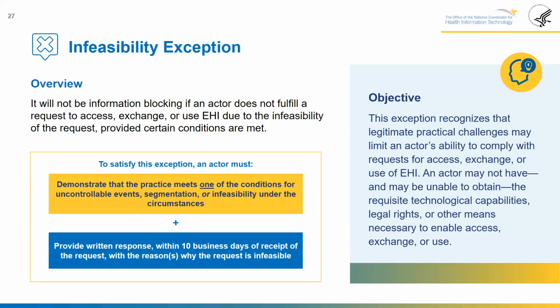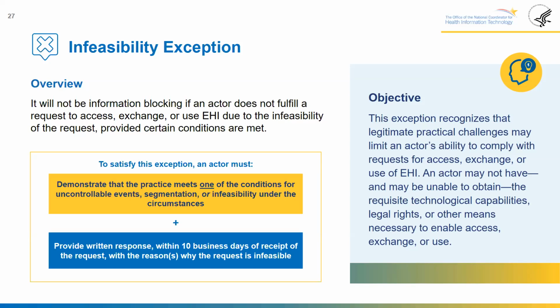All right, moving along, the next exception is the infeasibility exception. So this exception is necessary because sometimes there are legitimate practical challenges that prevent an actor from complying with requests for access, exchange, or use of EHI. We understand that things happen, and this exception accounts for those types of situations. For instance, an actor may not have or may be unable to obtain the requisite technological capabilities, the legal rights, or other means necessary to enable access, exchange, or use.